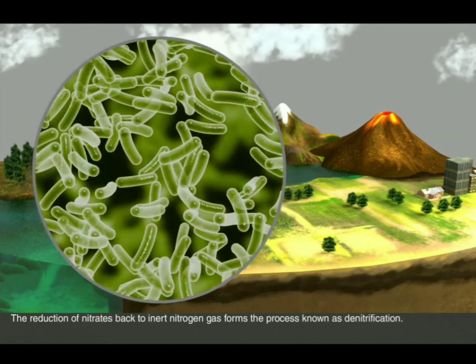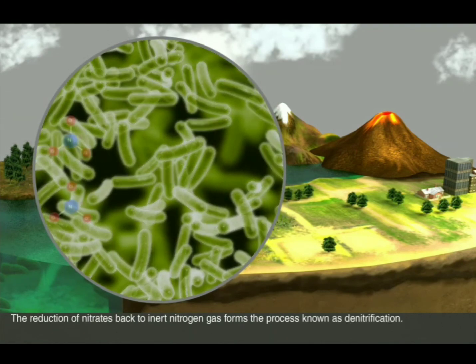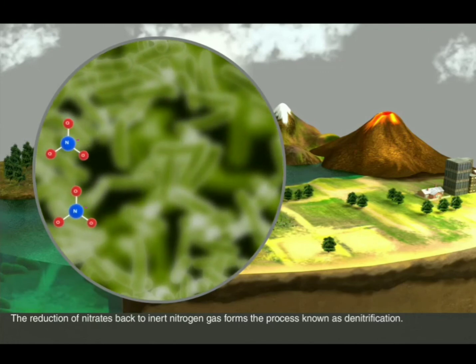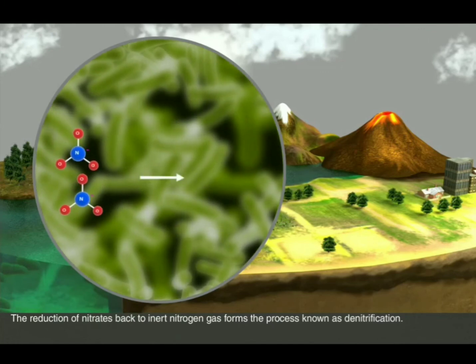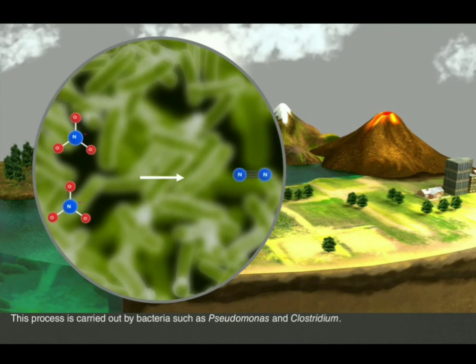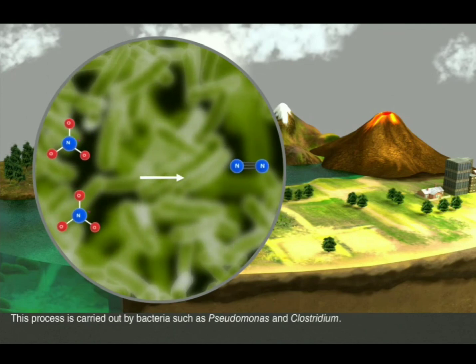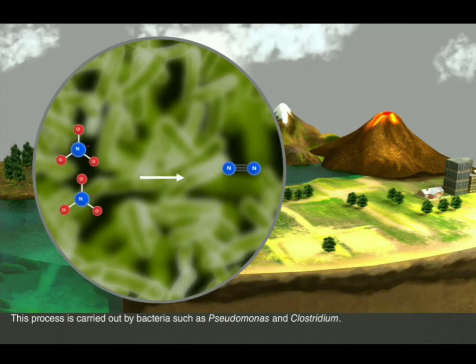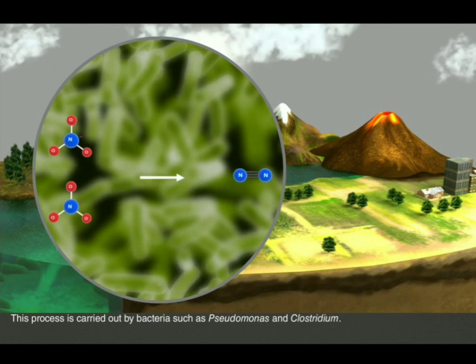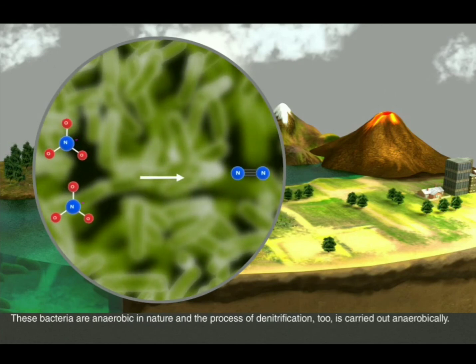The reduction of nitrates back to inert nitrogen gas forms the process known as denitrification. This process is carried out by bacteria such as Pseudomonas and Clostridium. These bacteria are anaerobic in nature, and the process of denitrification too is carried out anaerobically.